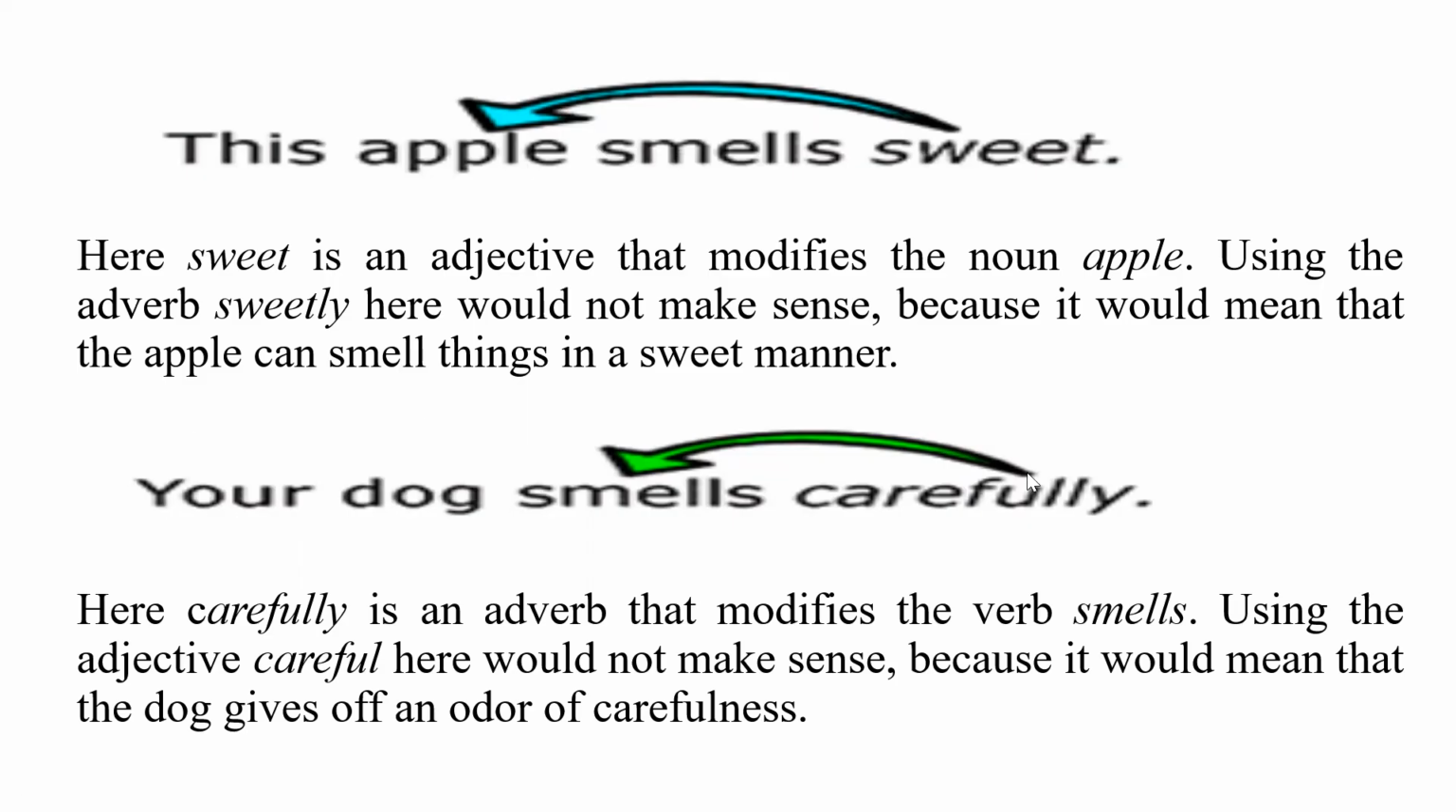Another one: your dog smells carefully. So how does your dog smell? It smells carefully. In that case, the word is used to modify the verb, so we must use an adverb. Here, carefully is an adverb that modifies the verb smell. Using the adjective careful here would not make sense because it would mean that the dog gives off an odor of carefulness. All right, so that's the difference between an adjective and an adverb.